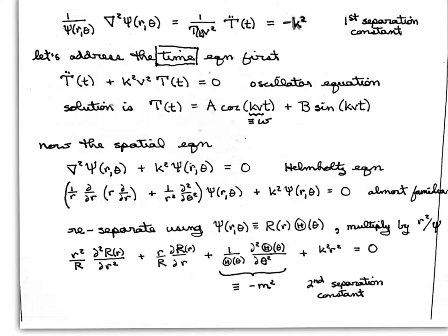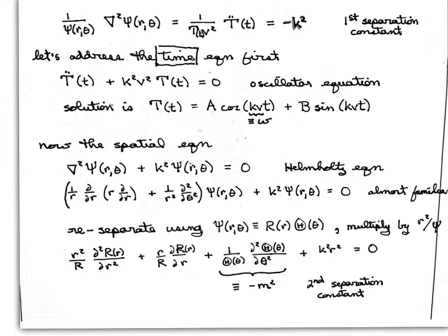If we make that substitution and then multiply the overall equation by this factor of coordinate r squared divided by the spatial variable, suddenly our Helmholtz equation takes on this form, and we see that we have terms depending on r only, one term depending on theta only, another r term.